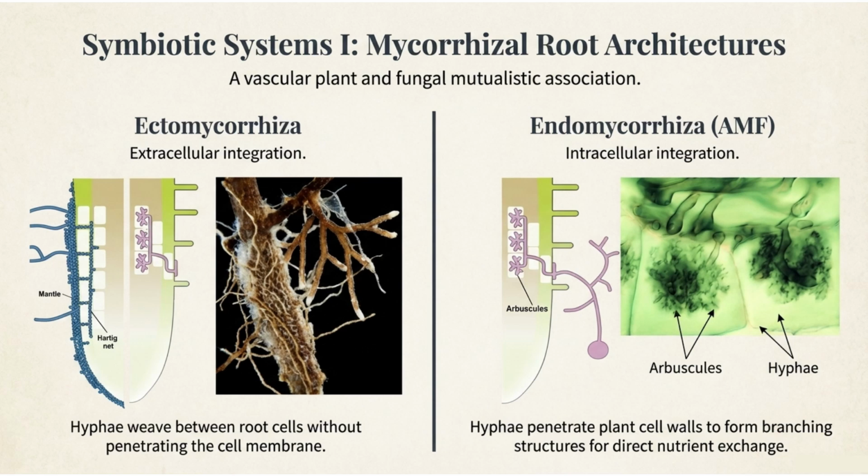We distinguish between two main types: ectomycorrhiza, characterized by extracellular integration, where hyphae weave between root cells, forming structures like the Hartig net and mantle, but without penetrating the cell membrane. In contrast, endomycorrhiza, specifically arbuscular mycorrhizal fungi, AMF, involves intracellular integration, where hyphae penetrate plant cell walls to form branching structures called arbuscules, facilitating direct nutrient exchange.